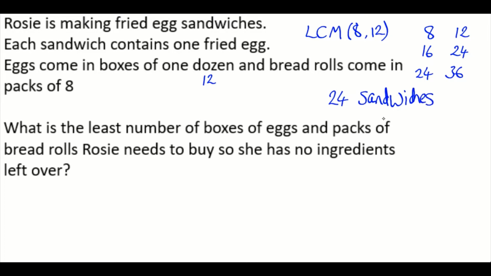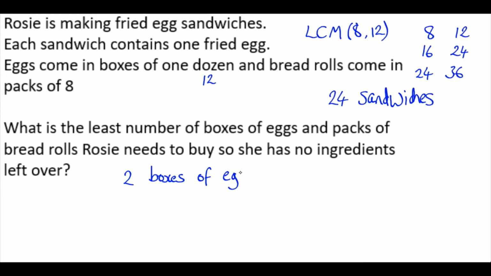You need to be careful to read the question carefully. What is the least number of boxes of eggs and packs of bread rolls that Rosie needs to buy so she has no ingredients left over? Well, to make 24 sandwiches, how many boxes of eggs is that? Well, the eggs are in boxes of 12, so that's 2 boxes of eggs to make 24 sandwiches.